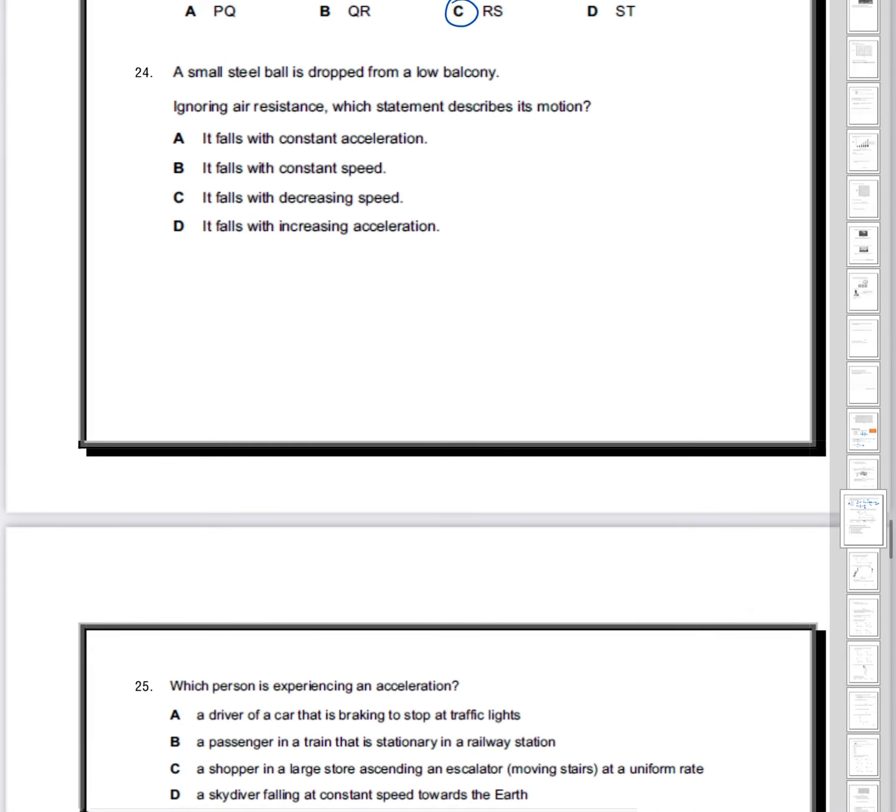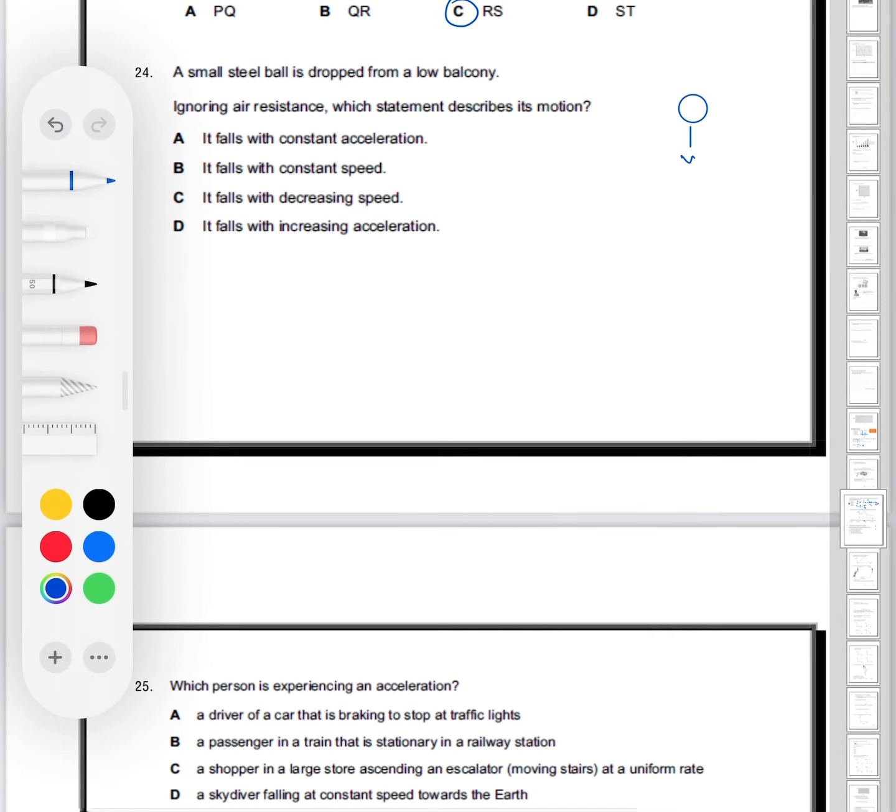A small steel ball is dropped from a low balcony. Ignoring air resistance, which statement describes its motion? Now, this is a beautiful question because it's actually about free-falling objects. Now, we know that whenever objects are free-falling, they have a couple of forces, actually. The first force obviously being the force of gravity pulling this down. That's the weight. And the other force, which is opposing this movement and upwards, that's the air resistance, the friction between the object and the air that is flowing through.